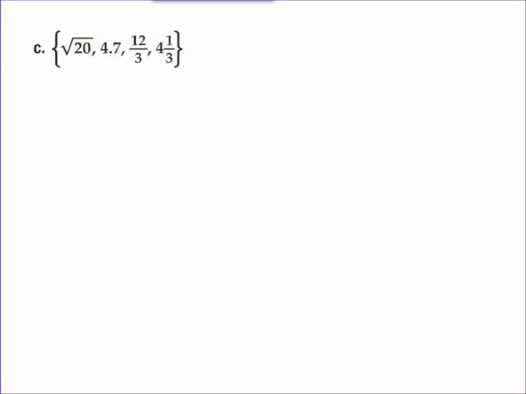Order from least to greatest. So do you remember how we did that with the square roots? What did we do? Yeah, we made a number line. That's where we're going to start. We're going to put these in order from least to greatest.